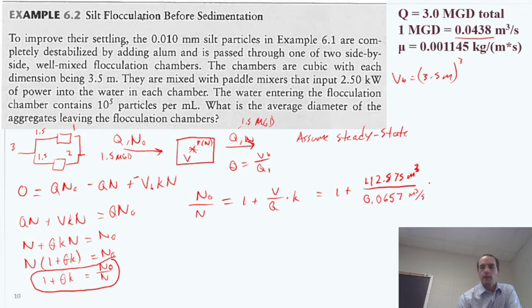Okay. And then K would have been, and make sure that when solving for K, we had to solve for G first, right? So let's just go ahead and make sure we have a good G. This was the square root of the power over mu times the volume of the basin. And the power we needed to convert from kilowatts to watts. So that would have been 2,500 watts on top. Somebody have that value for me?